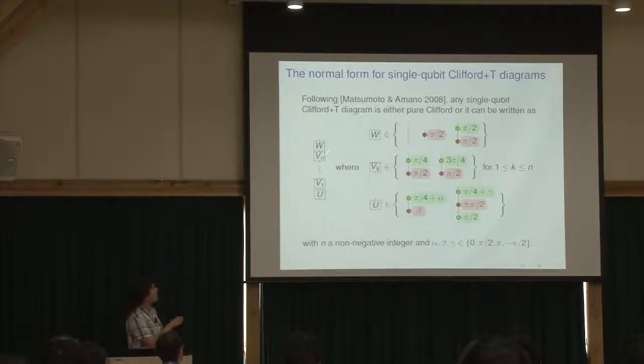And at the top of the diagram, we have another Clifford operator, but this one's somewhat restricted, so it can only be either an identity, or a red pi by 2, or red pi by 2 followed by green pi by 2. And again, in the future, whenever you see a W somewhere, it's going to be an operator of this form.